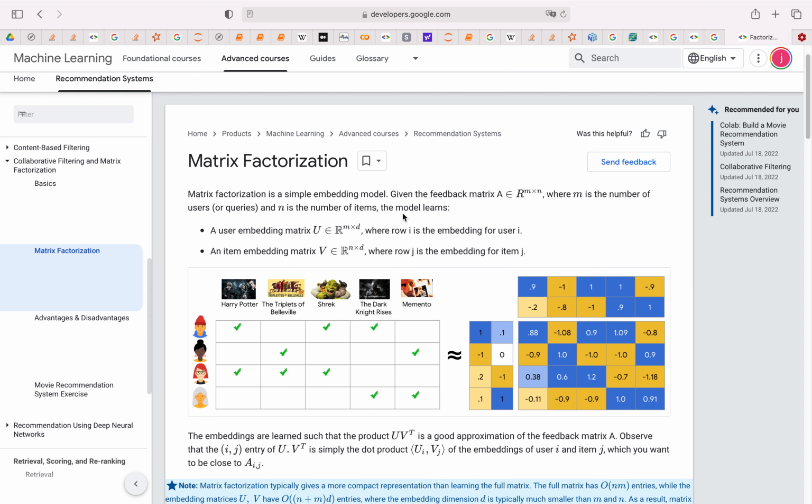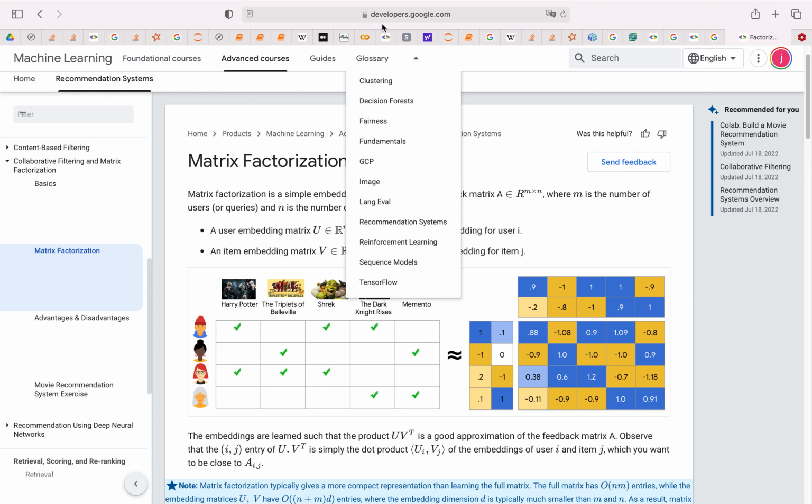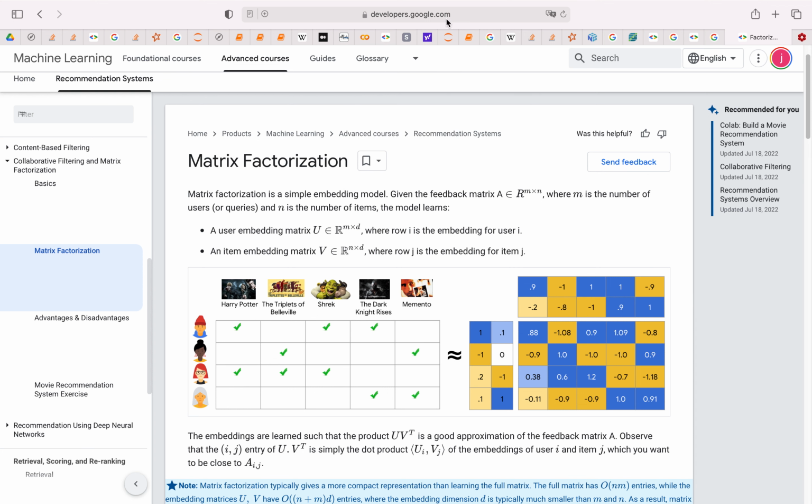This week, we have discussed the matrix factorizations. Specifically, this is the user rating matrix. We want to decompose this user rating matrix into the user embedding matrix and item embedding matrix. This example is actually coming from developers.google.com.